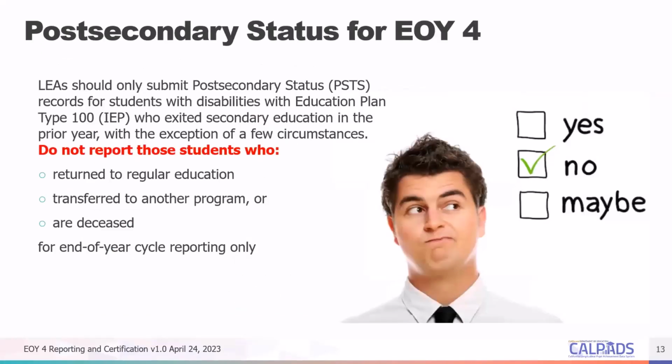Then we think about post-secondary status for end of year 4. It's only for students who have exited secondary education, not your transition students who may have certificates, special education certificates, and are getting life skills, and so forth. These are students who are no longer enrolled for any reason, they had an IEP, and they did not return to regular education, transfer to another program, or have been deceased, right? That's something you want to consider. Only report those students who left K through 12 education.